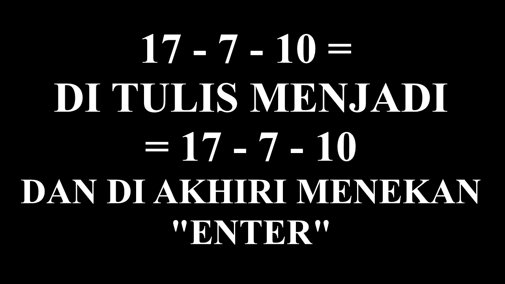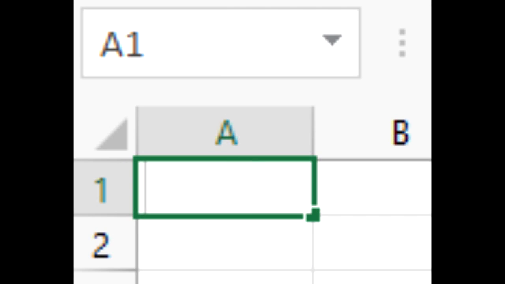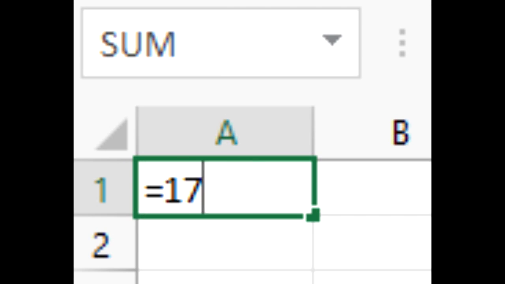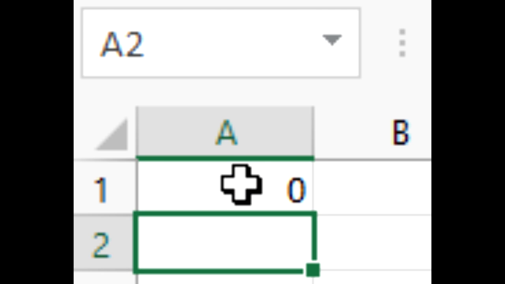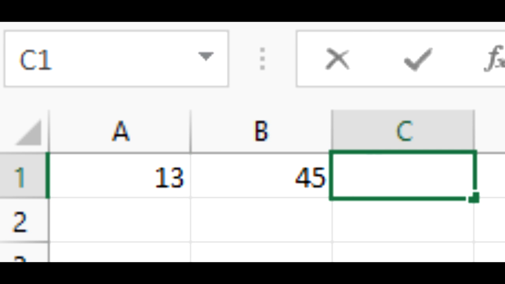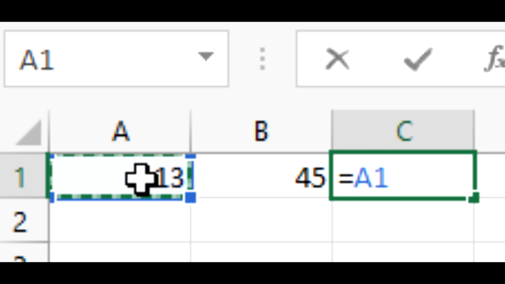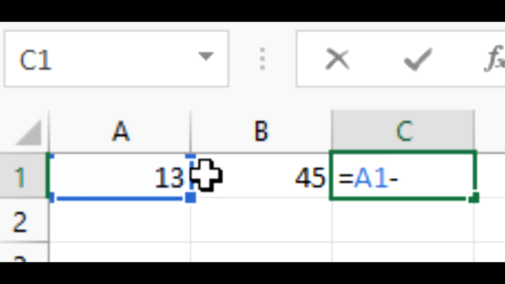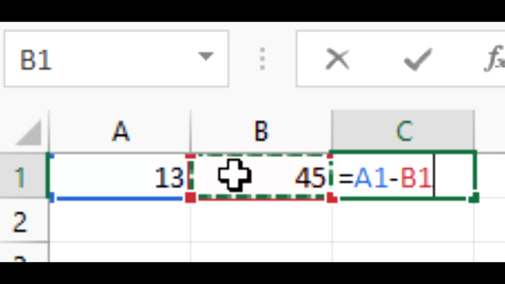Following is the illustration of the reduction formula above on cell A1 in Microsoft Excel. The inter-cell reduction formula will be done as A1 minus B1 in C1, so the formula filled in cell C1 is equals A1 minus B1.